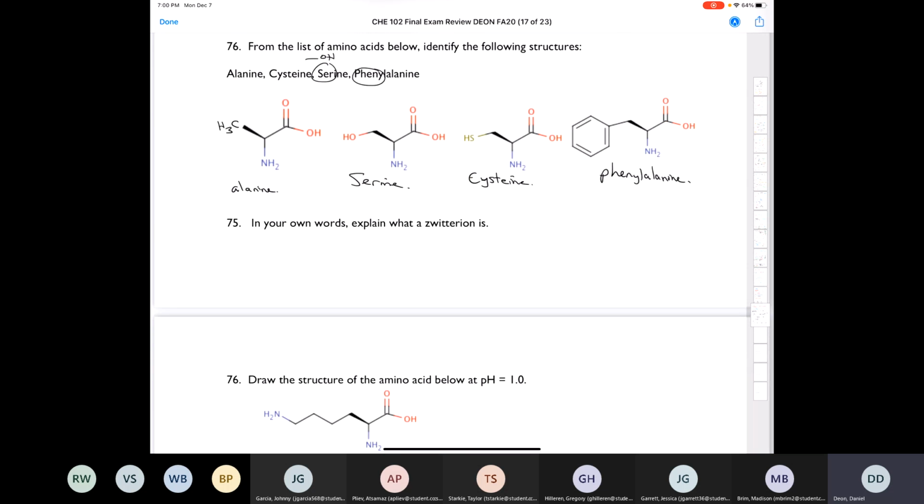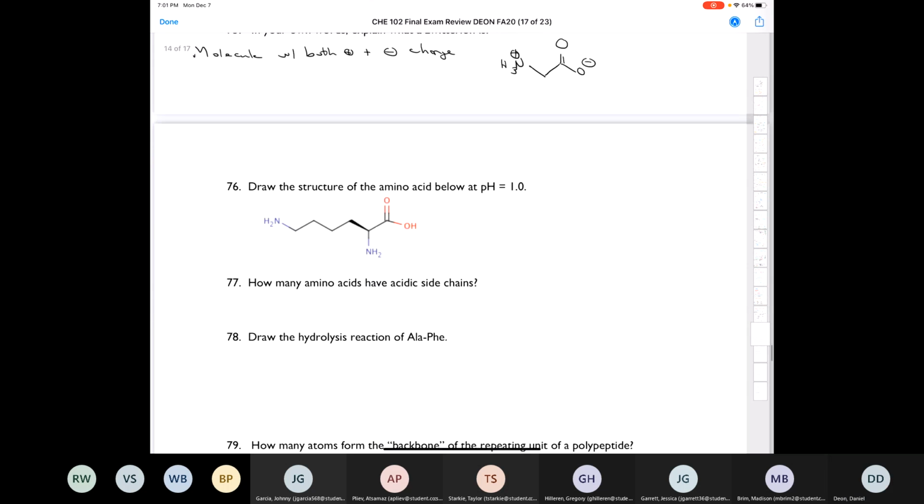What's a zwitterion? It's a molecule with both a positive and negative charge. For example, if you look at glycine at physiological pH, it's going to look like this. We have a positive charge and a negative charge.